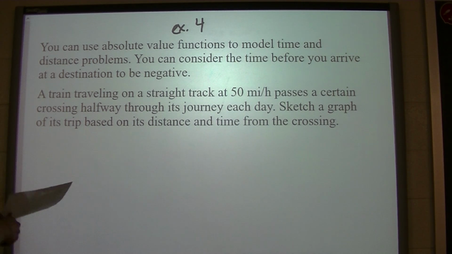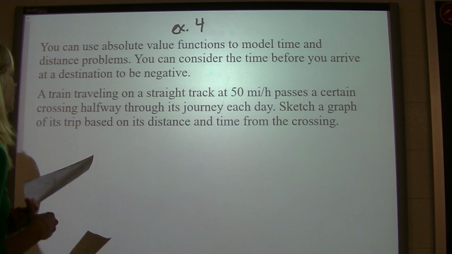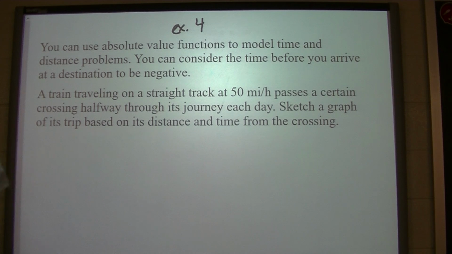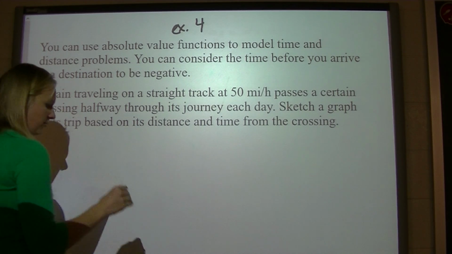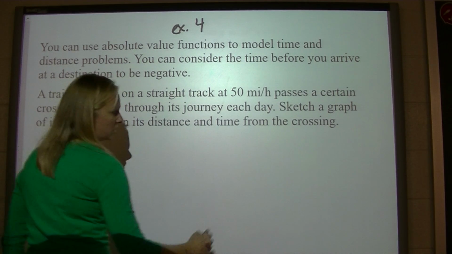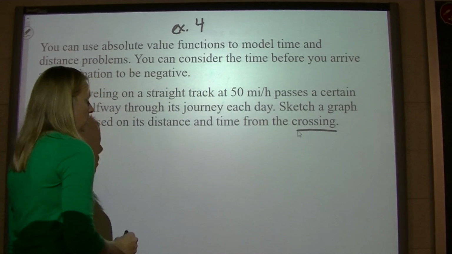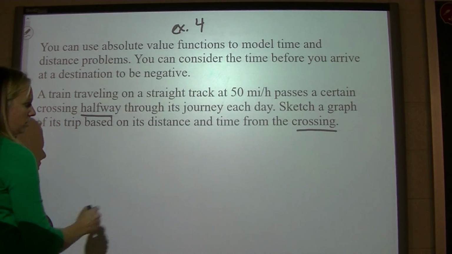Example 4 says you can use absolute value functions to model time and distance problems. You can consider the time before you arrive at a destination to be negative. So what they're talking about here, a train traveling on a straight track at 50 miles per hour passes a certain crossing halfway through its journey each day. Sketch a graph of its trip based on its distance and time from the crossing. Guess what this crossing is at your halfway point?